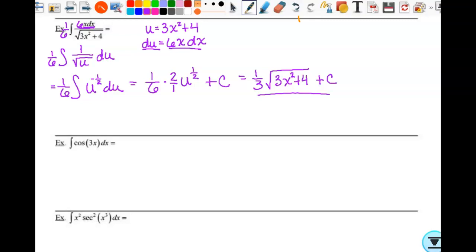Totally fine. Square root of 3x squared plus 4 over 3, as long as it's clear that the square root is only in the numerator, you're totally fine. And then plus c on the outside, yes, 100%, that's totally fine. Okay. What questions we got?